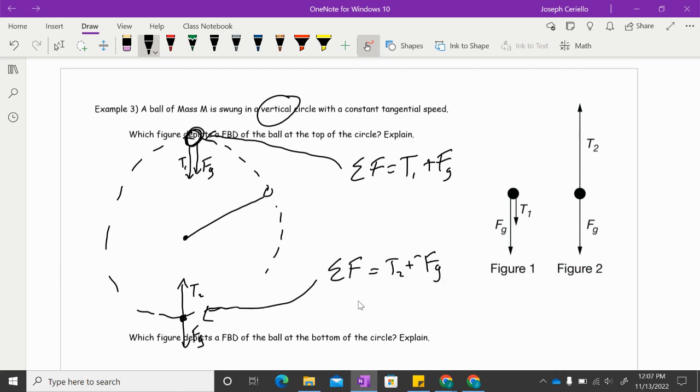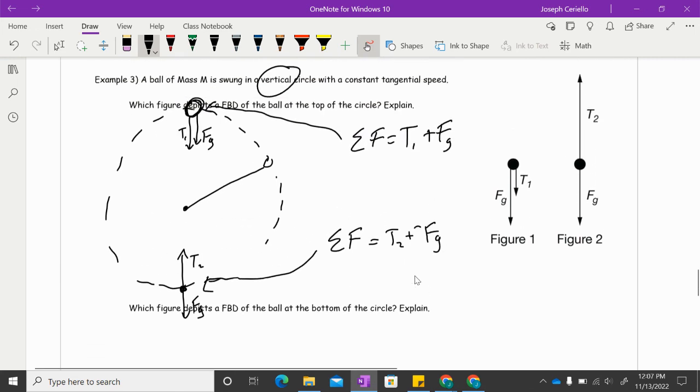All right. So we'll get more into examples with this tomorrow, but hopefully this at least gives us an idea of how to get started with circles.